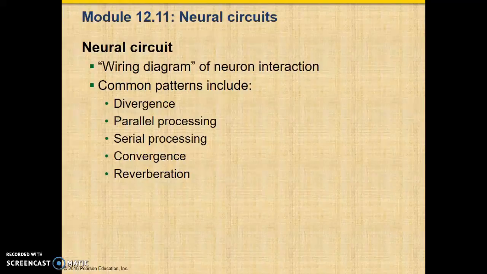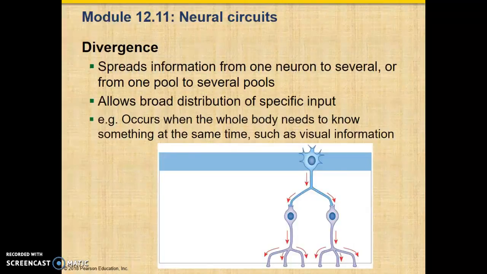The common patterns include divergence, parallel processing, serial processing, convergence, and reverberation. Divergence, just look at the diagram there. You go from one neuron to several, so it's spreading out. This allows a very broad distribution of input. For example, when you see something, your whole body needs to know this information all at the same time. You need to know where to put your foot or where to put your hand, what to think about the object, what do you remember about the object, and so on.